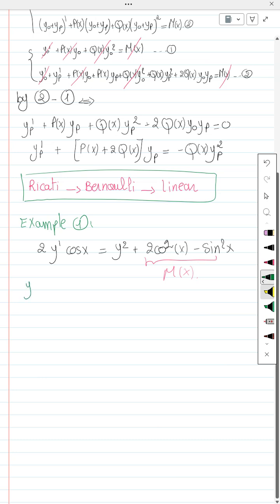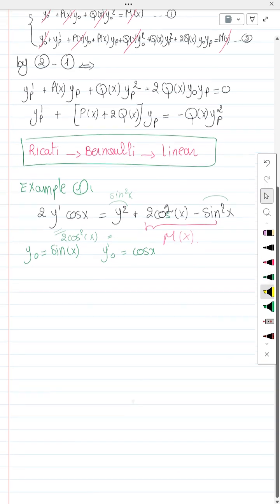If we replace, let y0 be equal to sin x, when we get the derivative, y0 prime is going to be cosine x. So when we replace it here, this side is going to be 2 cosine squared x, and on the other side, since we have sine squared x and we need to subtract sine squared x, it's going to be 0, and we will end up with 2 cosine squared x. And this is an easy question.